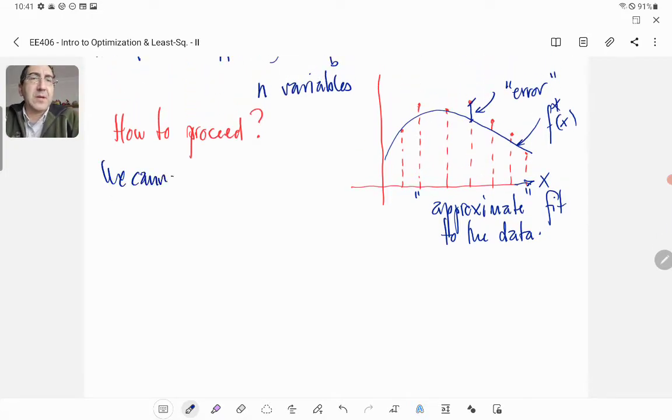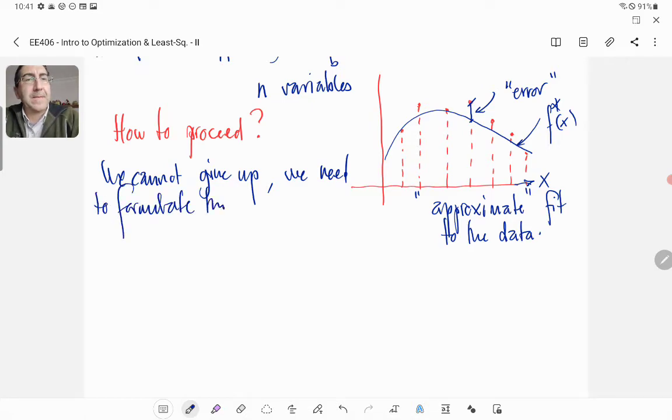So simply, we cannot give up. We need to formulate this as an approximate solution.